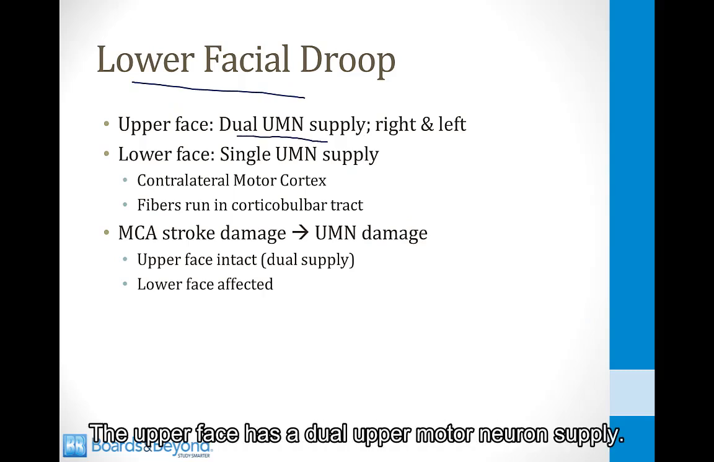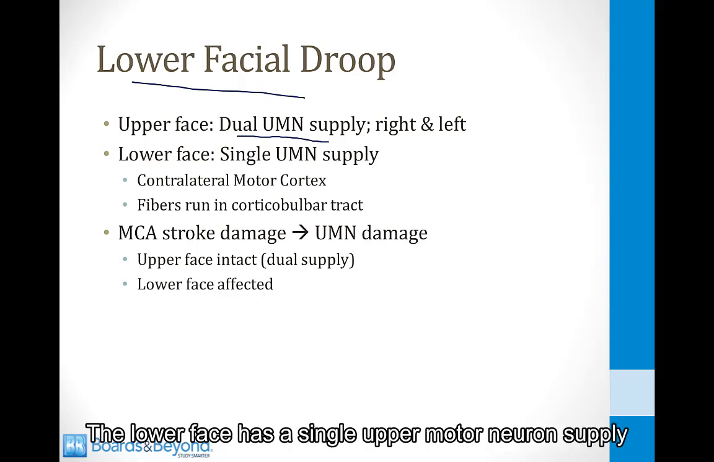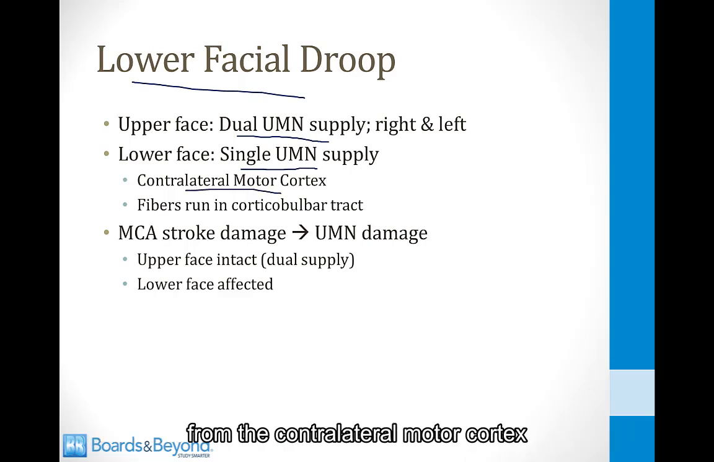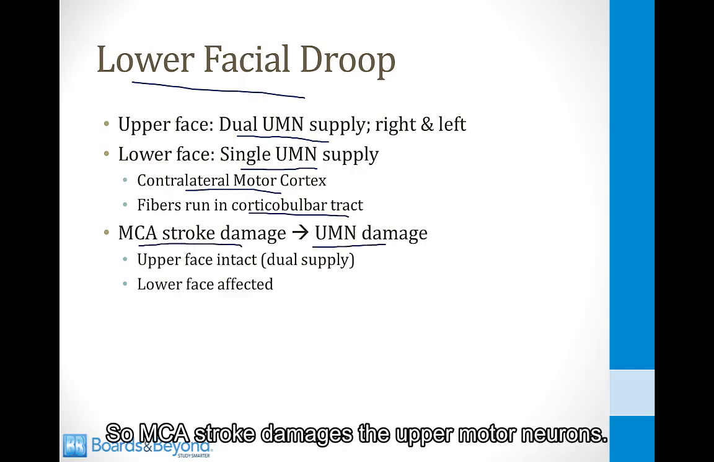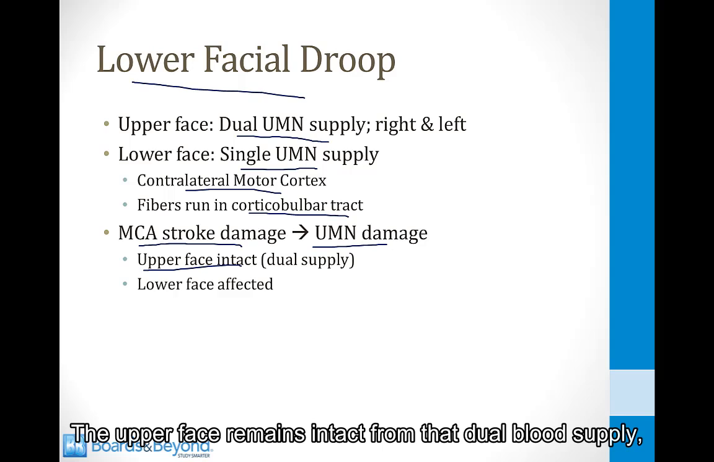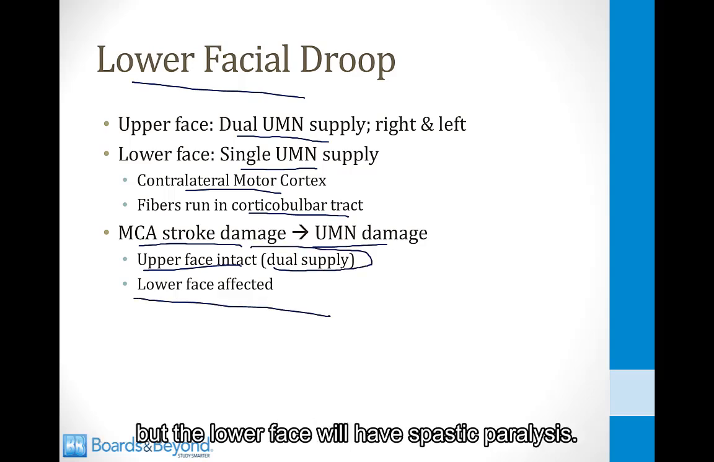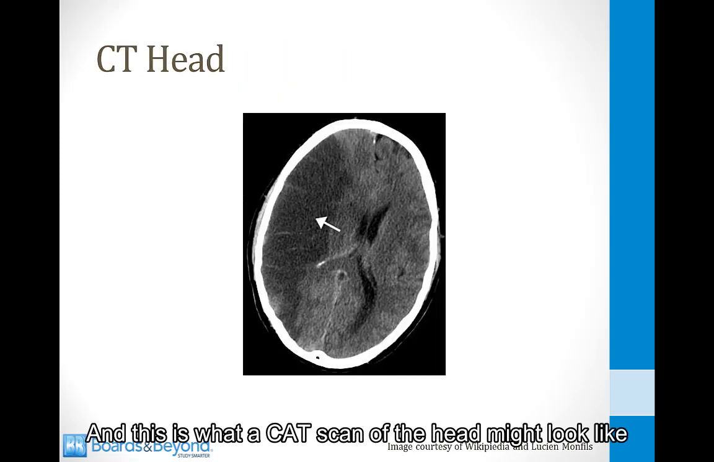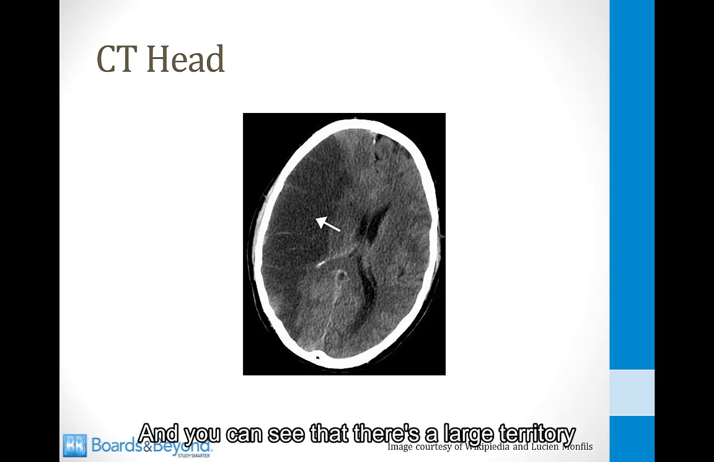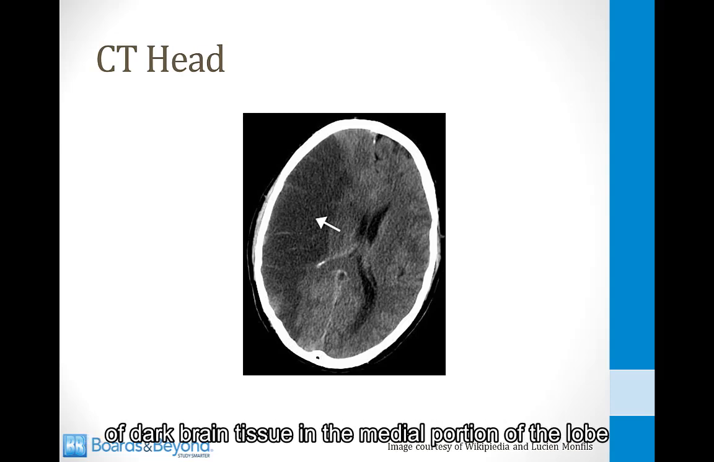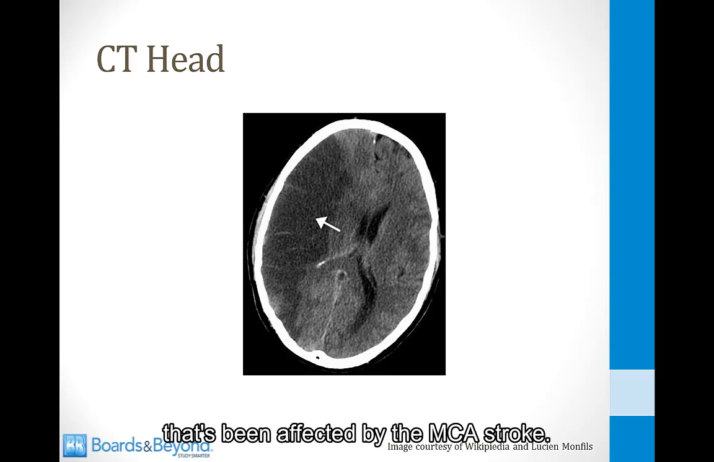The upper face has a dual upper motor neuron supply. The lower face has a single upper motor neuron supply from the contralateral motor cortex with fibers running in the corticobulbar tract. So MCA stroke damages the upper motor neurons. The upper face remains intact from that dual blood supply, but the lower face will have spastic paralysis. And this is what a CAT scan of the head might look like in a patient with an MCA stroke. And you can see that there's a large territory of dark brain tissue in the medial portion of the lobe that's been affected by the MCA stroke.